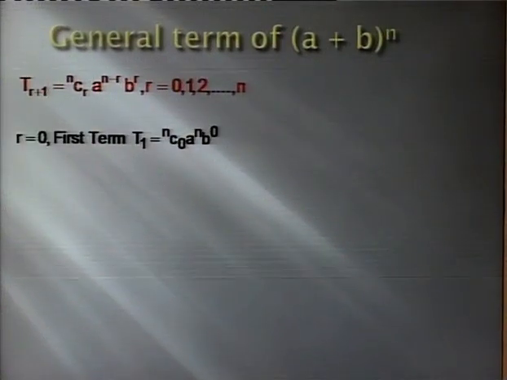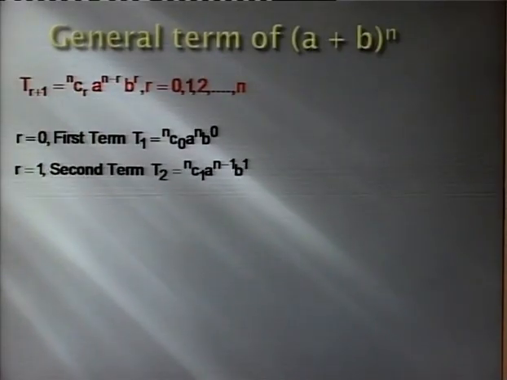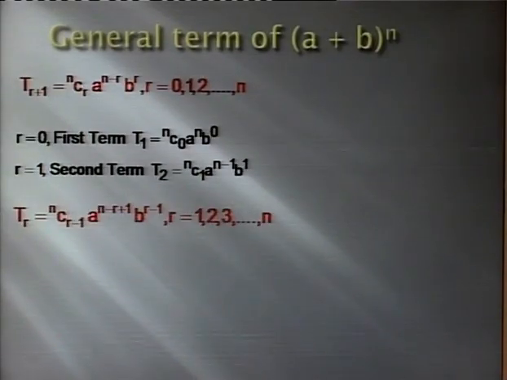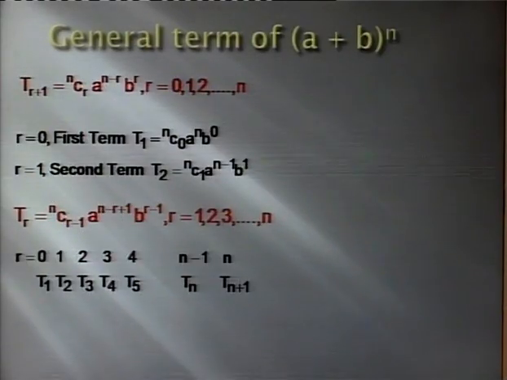So, for r equal to 0 you get the first term, which is the same as you have already written, then the second term. So, that was your formula nC(r minus 1) a raised to power n minus r plus 1 b raised to power r minus 1. The same thing I have repeated, that if T1 you have to find, you have to choose r is equal to 0 and so on.